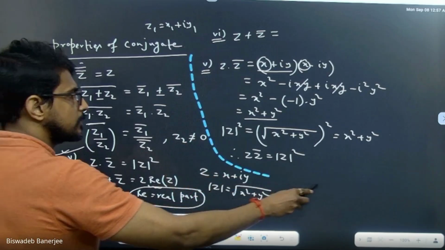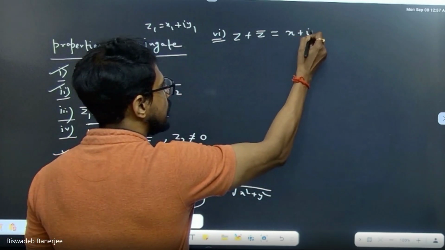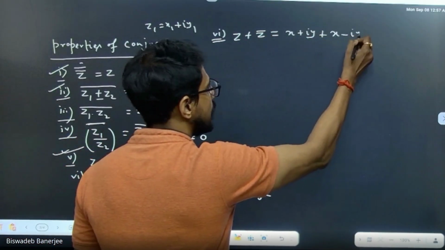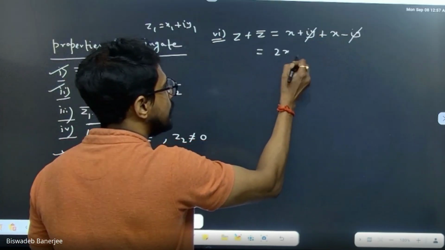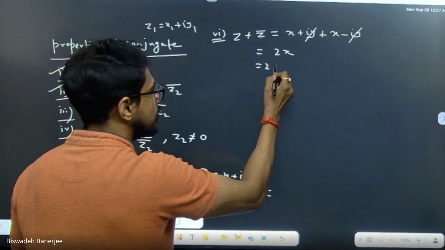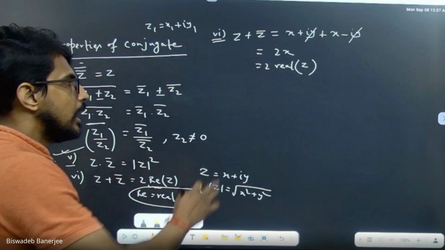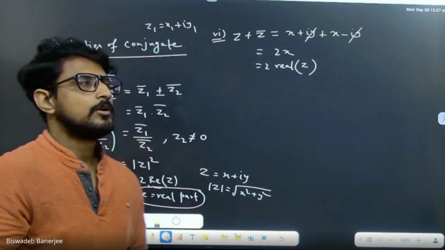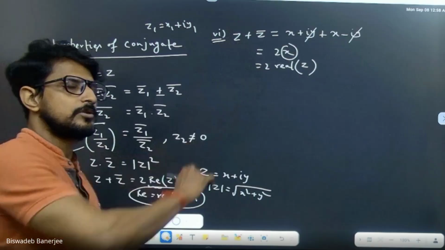So how you can prove this? Z plus Z bar. My Z is x plus iy. What is my Z bar? My Z bar would be x minus iy. If you add them, iy gets cancelled, it becomes twice x. Now we know what x is. x is my real part of the complex number, real part of Z. So again, this is a very easy property to prove.